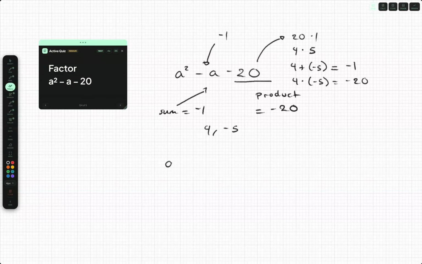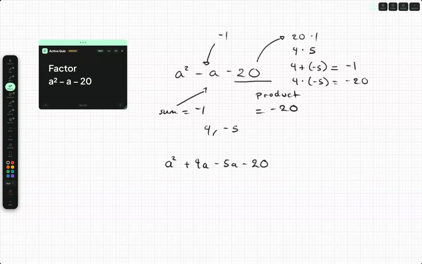Now let's just rewrite the entire expression. a squared plus 4a minus 5a minus 20. Keep note, there is a quicker way to do this, and it just has to do with using these two values, but this method will become very useful later when we're doing non-monic quadratics.